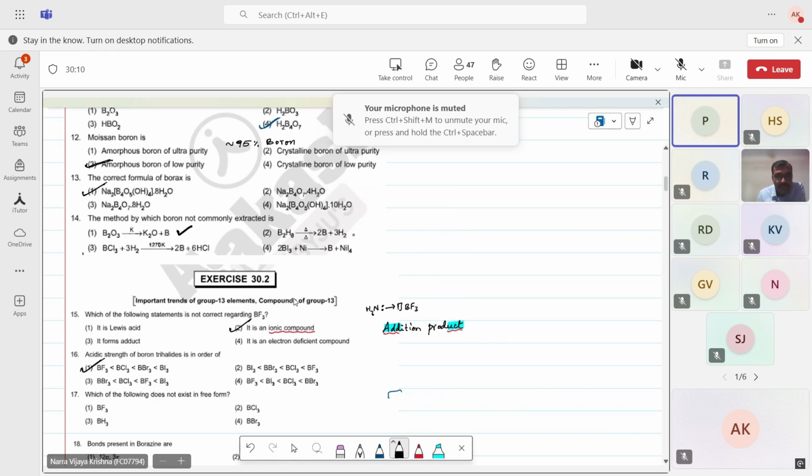Sir, possible, sir. What about this one? Decomposition at high temperatures of B2H6 is possible, sir, since it is unstable. This one is possible, we are taking chloride. What about this one? Nickel. Nickel cannot replace boron, na? Yes, sir. So the answer is option 4.